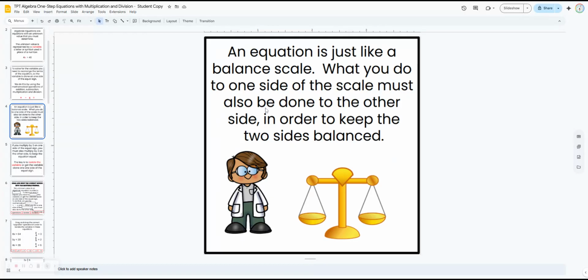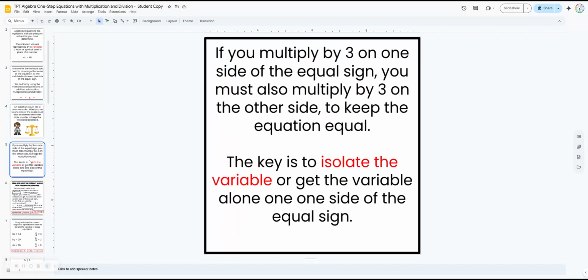And then it explains that an equation is just like a balance scale. Whatever you do to one side of the equation, you must do to the other side to keep it balanced.